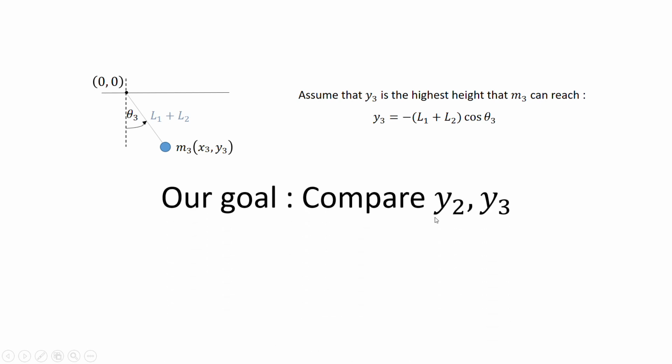If we compare y2 and y3, we can know whether the double pendulum can reach the same height as, or higher than, the simple pendulum can reach, if the initial angle of the double pendulum theta 1 is smaller than the simple pendulum's theta 3.